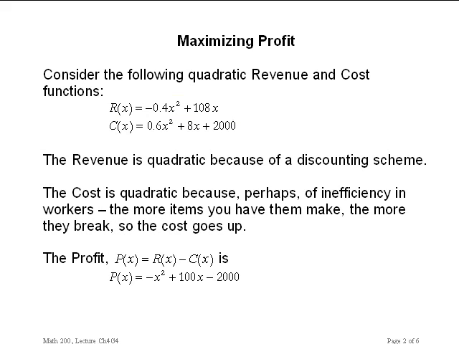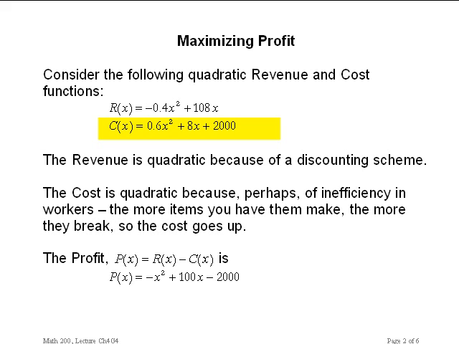The second equation is a cost equation, and it contains a fixed cost of $2,000. That would be your rent, any manager's salary that you pay, and then you make the items, well, roughly for $8 each, selling them for 108. That looks pretty good, right? But then you have another term here, say 0.6 times x squared, due to perhaps some inefficiency in your manufacturing process. So the more you try to make, the more that gets broken or something happens to them.